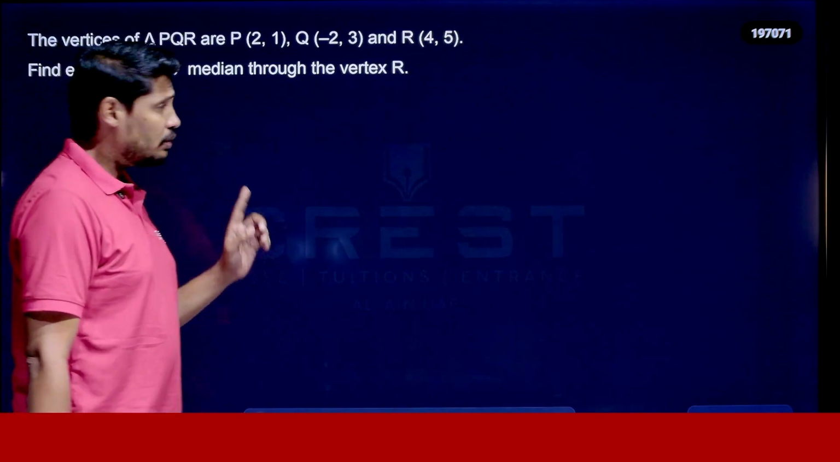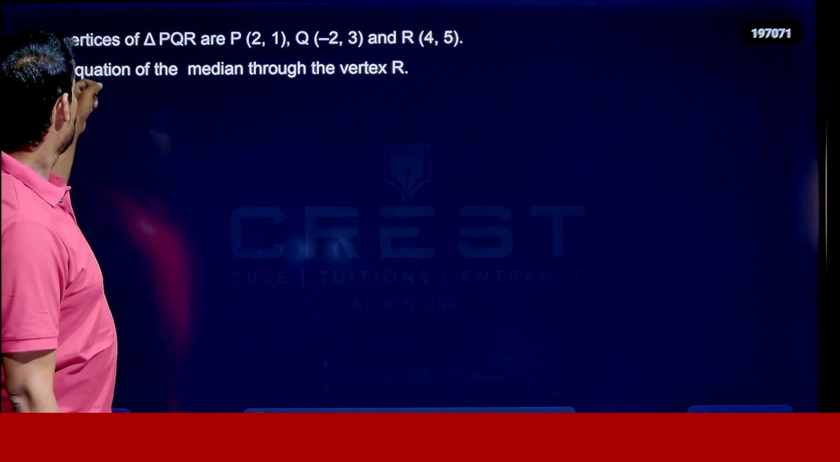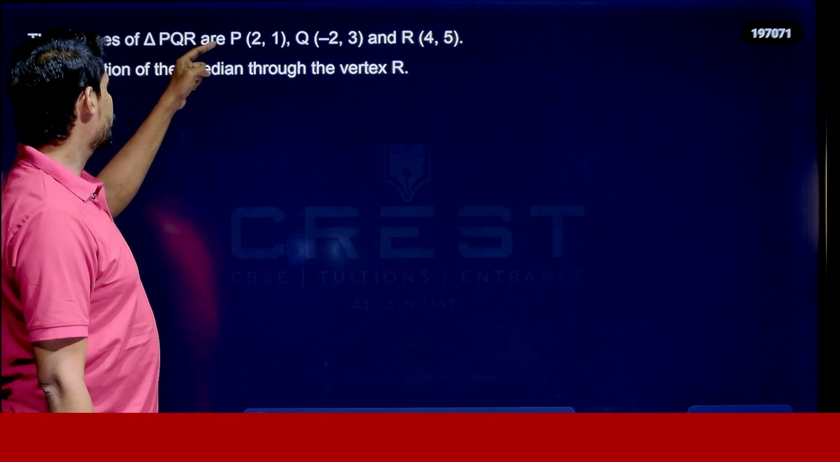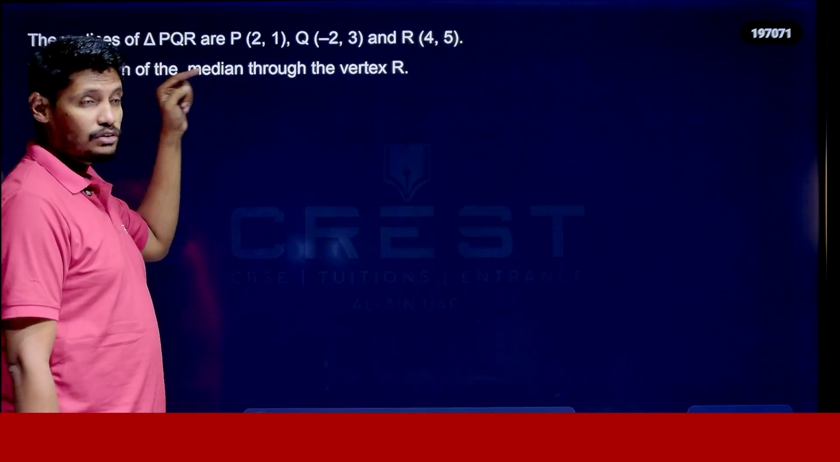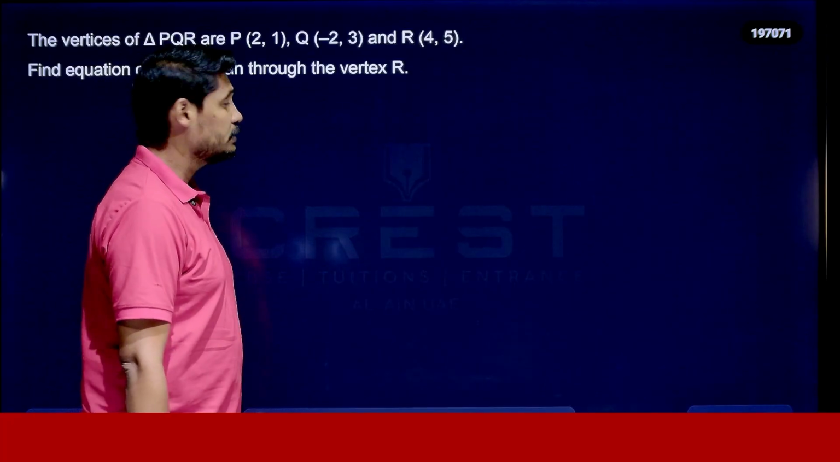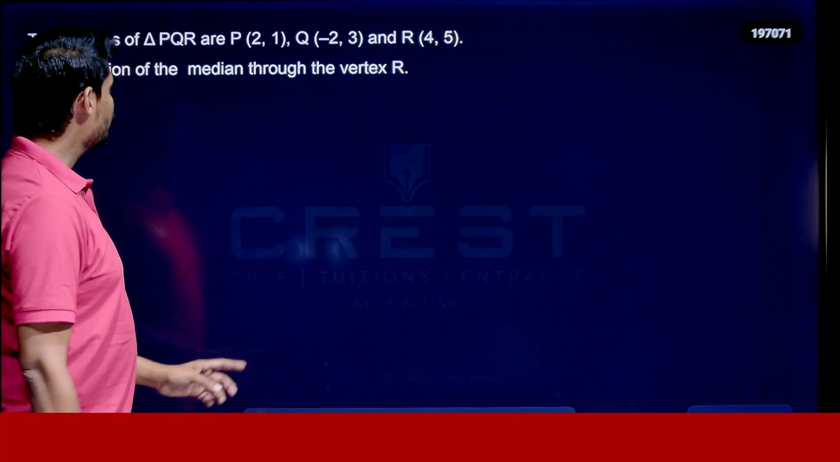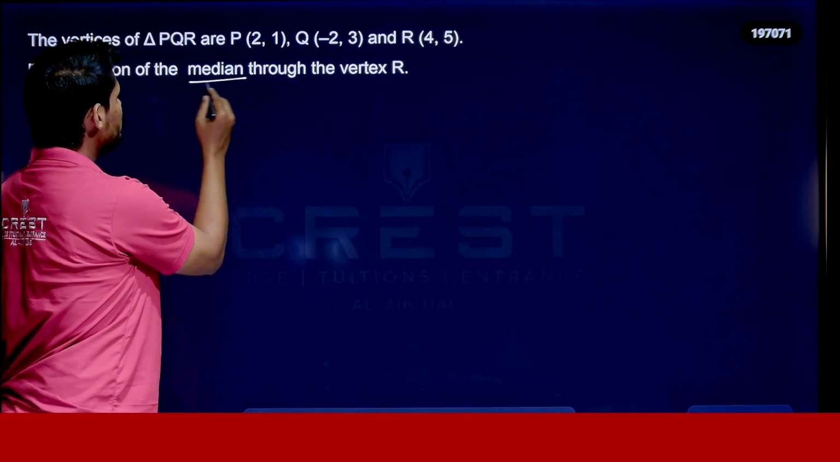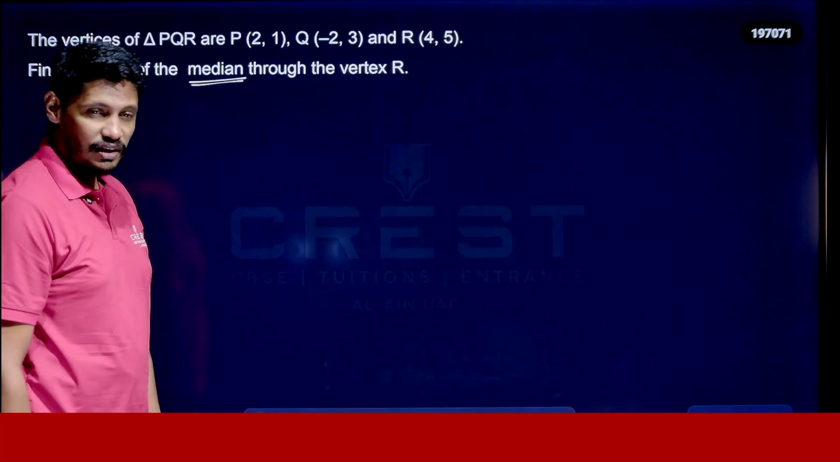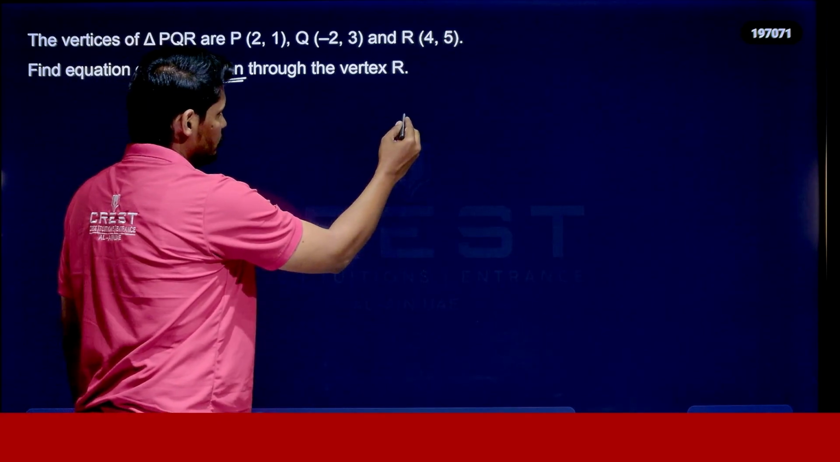So we have one more question from this 2-point form. The vertices of triangle PQR are given: the coordinates of the vertex P are 2 comma 1, Q is minus 2 comma 3 and R is 4 comma 5. You have to find the equation of the median through the vertex R. So what can you say about the median? Yes, we can draw it.